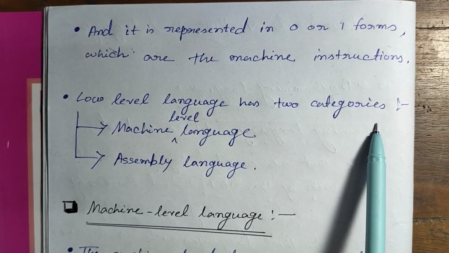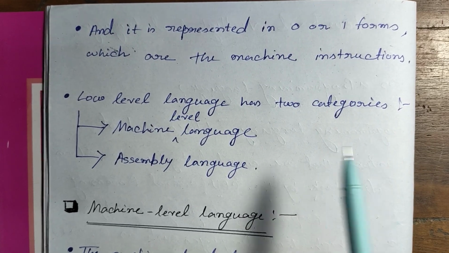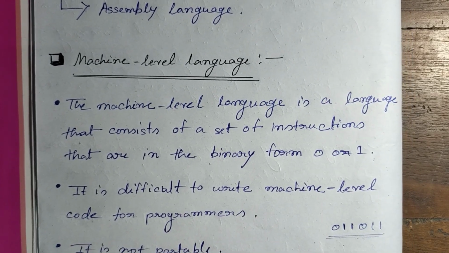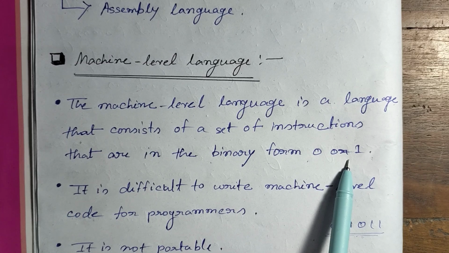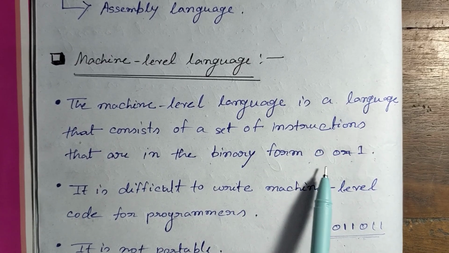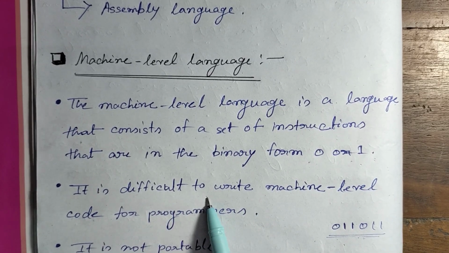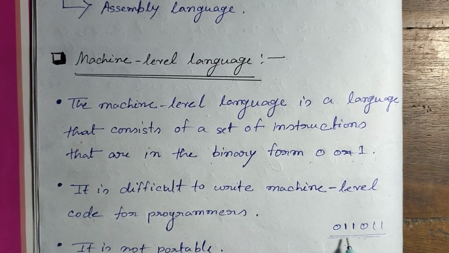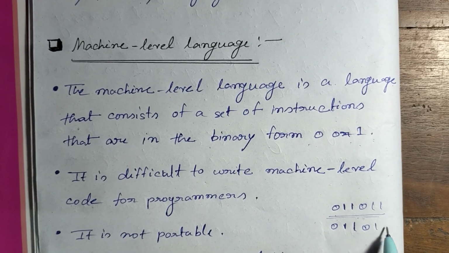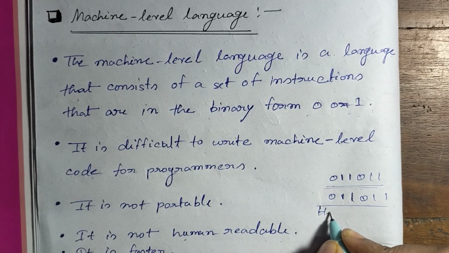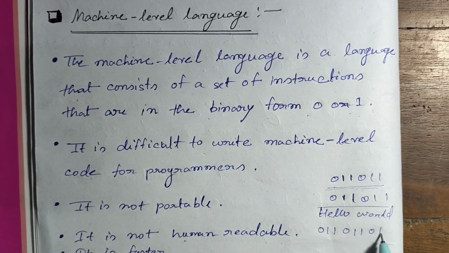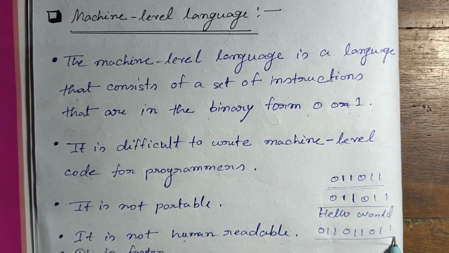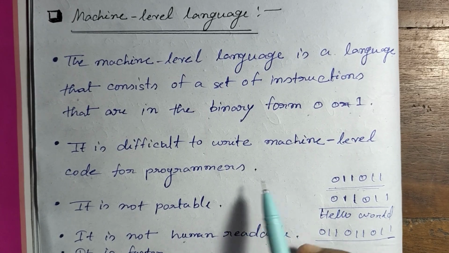Low level languages have two categories. One is machine level language and another is assembly language. So let's learn about machine level language. Machine level language consists of a set of instructions that are in the binary form, 0 or 1. It is difficult for programmers to write machine level language because it looks like 0, 1, 1, 1, 0, 1, 1. If we write hello world, it is in the form of 0, 1, 1, 0, 1, 1, 1, 1. This form is difficult for humans to understand or for programmers to write.